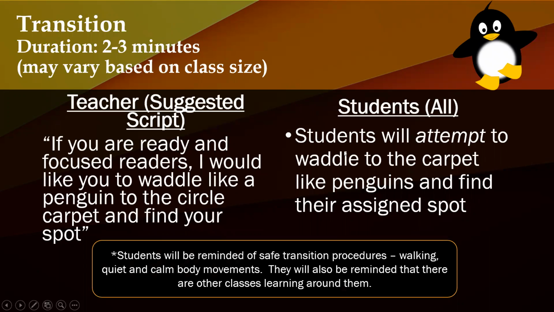So, the transition from sitting at our desk to the small or large group area, the suggested script is as follows. If you are ready and focused readers, I would like you to waddle like a penguin to the circle carpet and find your spot. Again, on the right, you will see predicted student outcomes and student responses. And in the box there, it says students will be reminded of safe transition procedures, including walking, quiet and calm body movements, and they will also be reminded that there are other classes learning around them.